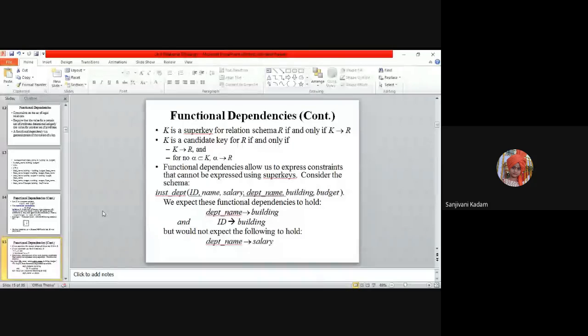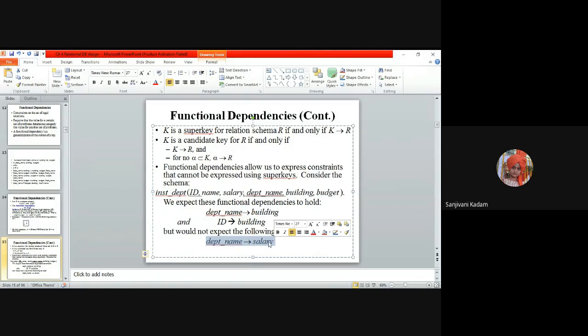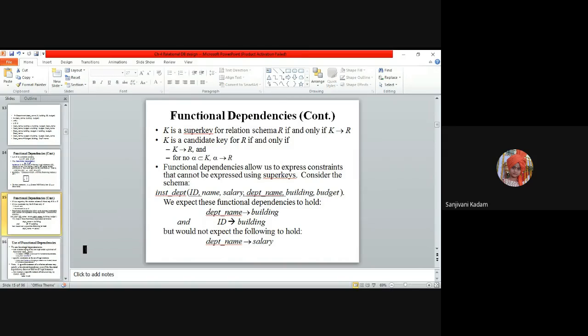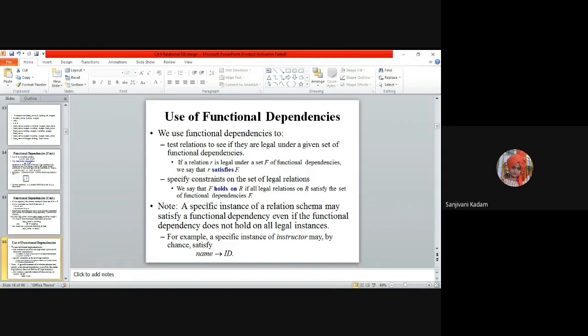Okay, here on the department name, salary cannot be dependent because in the department there can be multiple instructors, and for the single department, salary will be having multiple values, and that's why we cannot show this dependency that this dependency should also hold. No. So let us move to the next topic: use of functional dependencies.